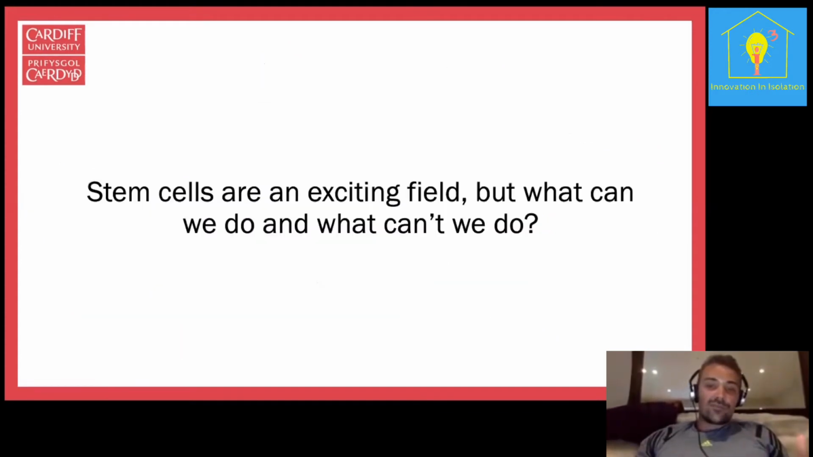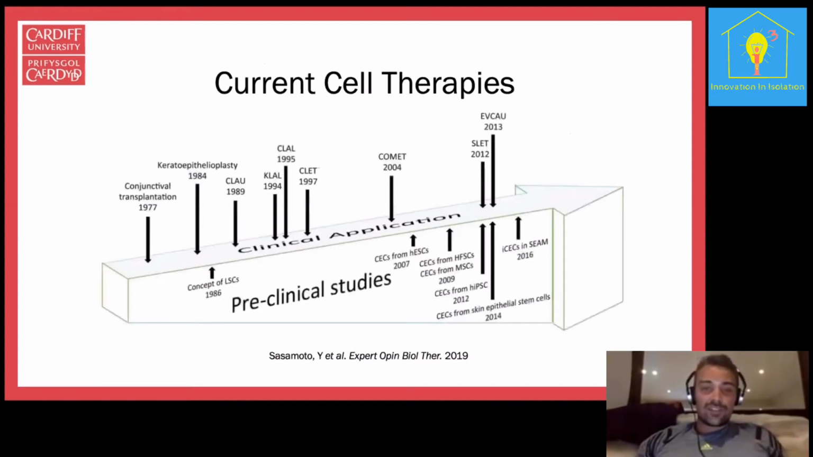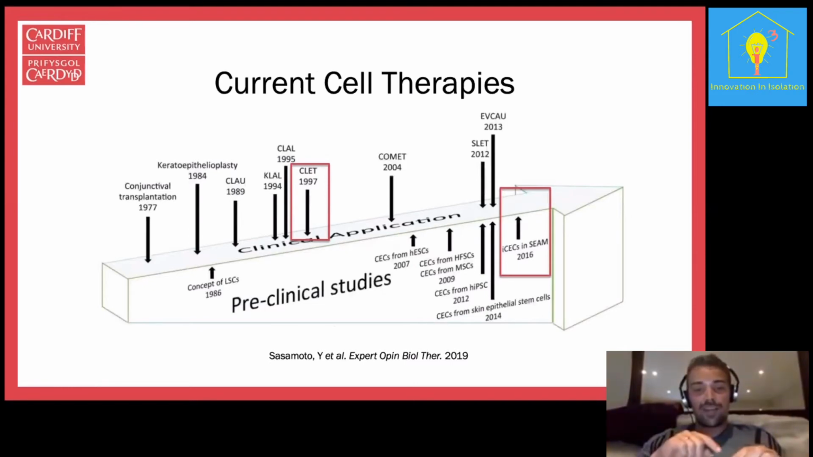So what can we do and what can't we do? This is a variety of studies, specifically for cornea. Don't worry too much about all the different acronyms, but the two most interesting ones that I'm going to be comparing are procedures to replace the stem cells that are lost. When you get damage in the stem cells in that specific area, the limbus, as I mentioned, you will get conjunctivalization and then resultant clouded vision.